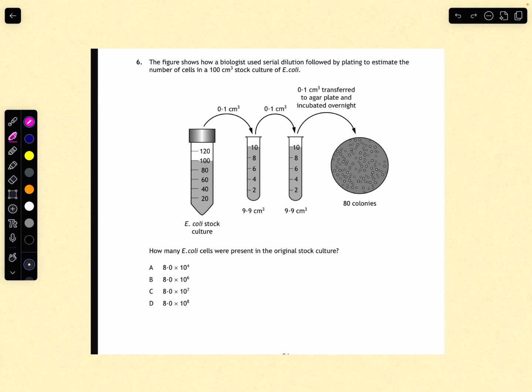as usual with these data handling questions, just take a highlighter and put the context into place. What it tells you is the figure shows how a biologist used serial dilution followed by plating to estimate the number of cells in a 100 centimetres cubed stock culture of E. coli. So the thing that jumps out here is it's 100 centimetres cubed.